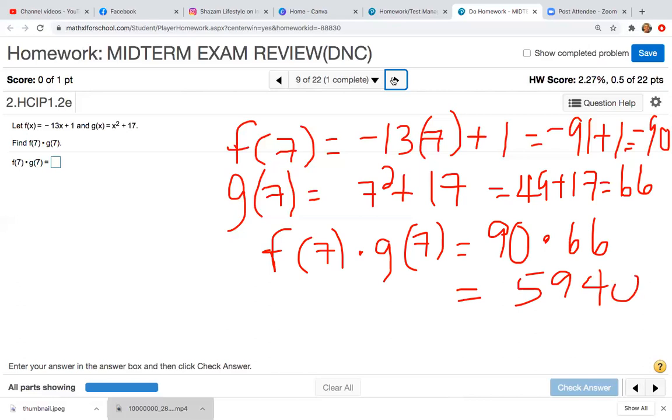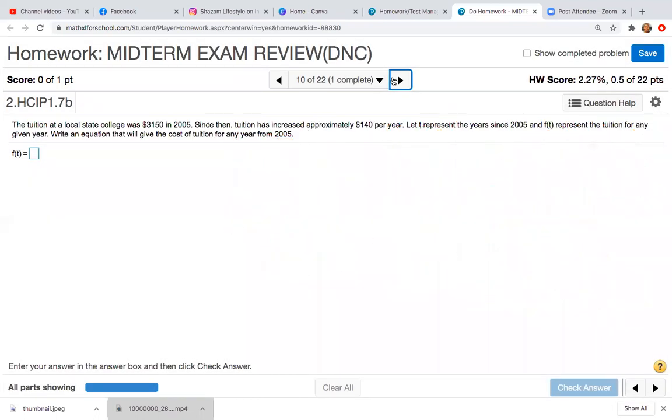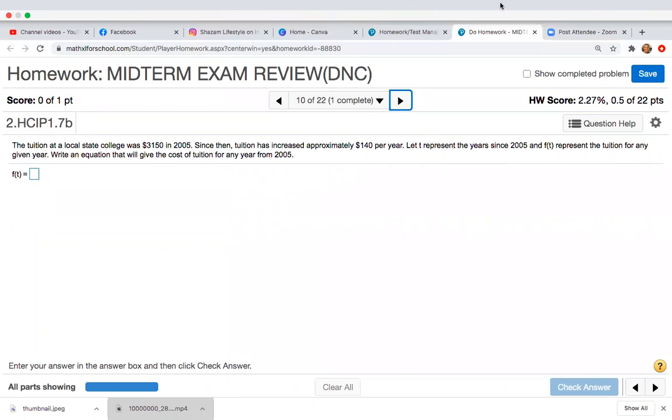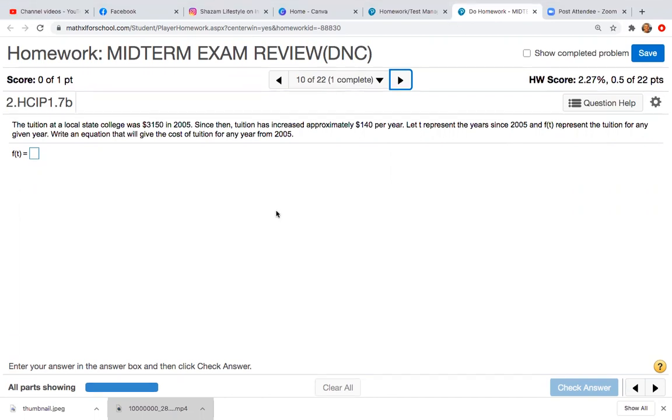All right. Next, we've got another word problem. The tuition at a local state college was $3,150 in 2005. Since then, tuition has increased approximately $140 per year. So your question is to let T represent the years since 2005, and F of T represents the tuition for any given year. Write an equation that will give the cost of tuition for any year from 2005.